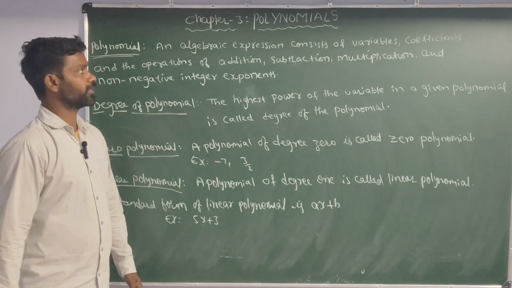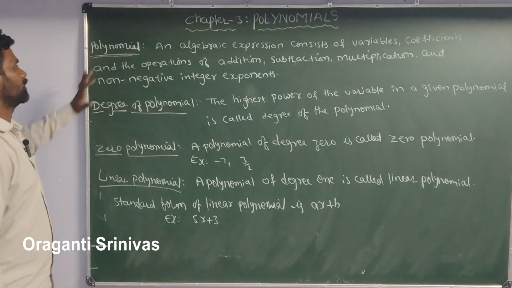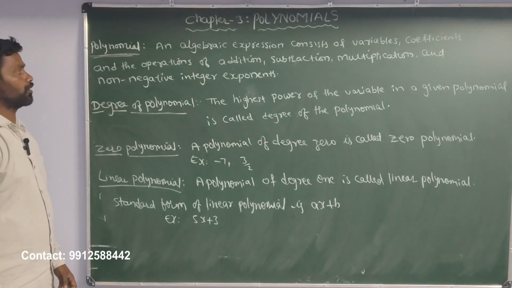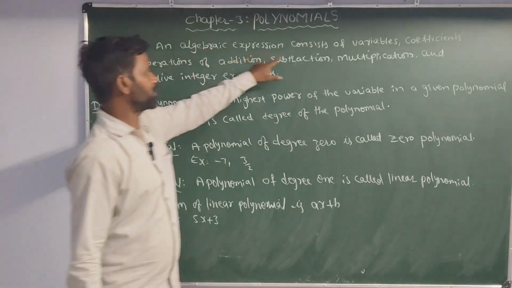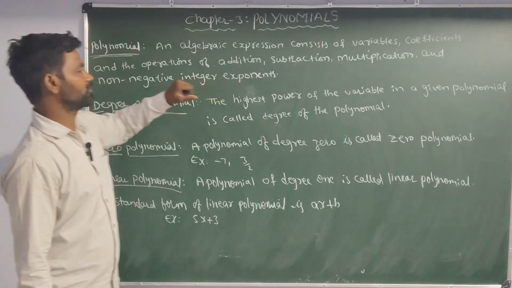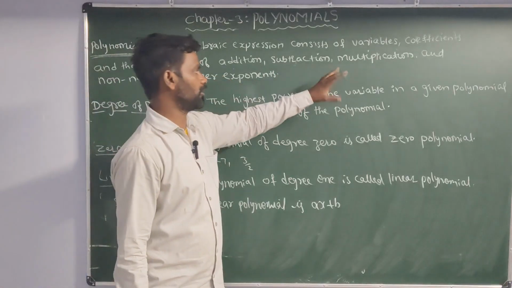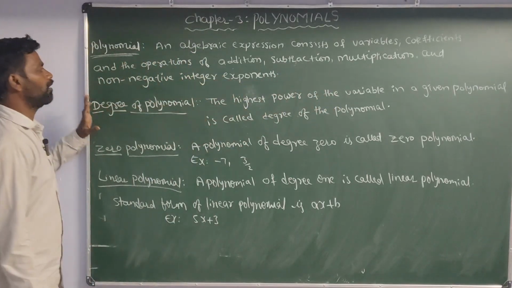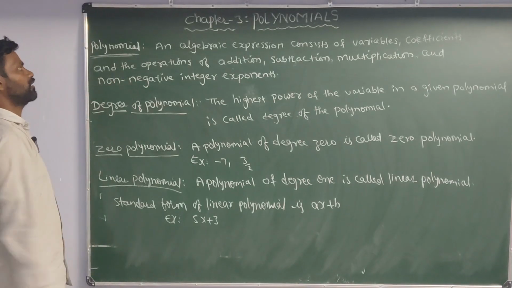Okay, students, next chapter, polynomials. Third chapter, polynomials. So in that first definition, what is a polynomial? A polynomial is an algebraic expression consisting of variables, coefficients, and operations of addition, subtraction, and multiplication, and non-negative integer exponents. So this is the definition of a polynomial.